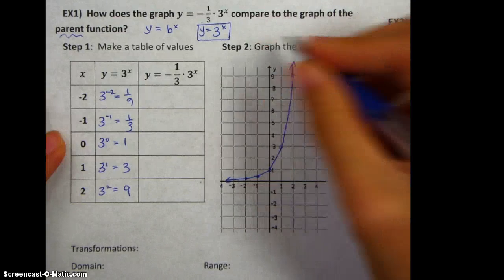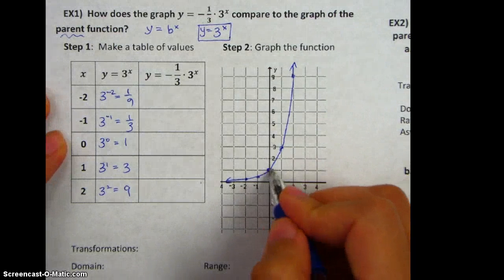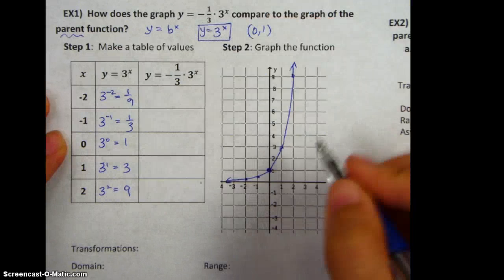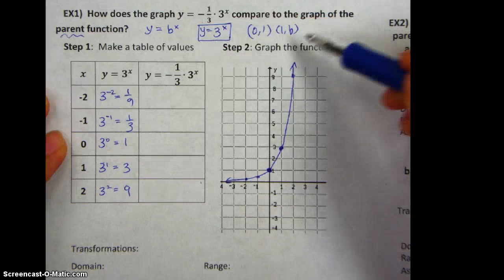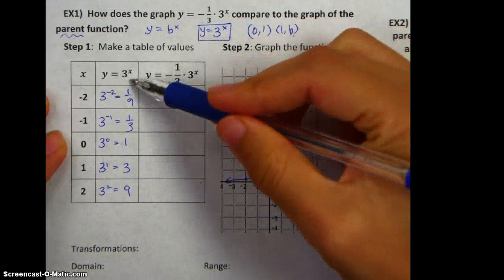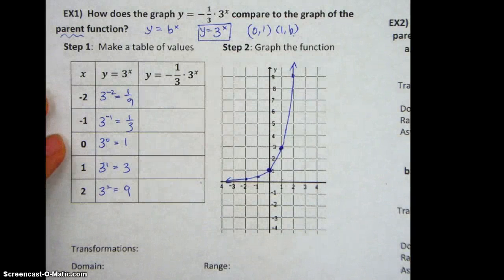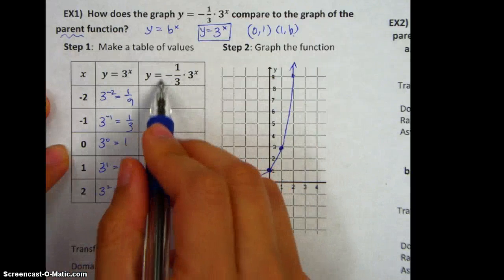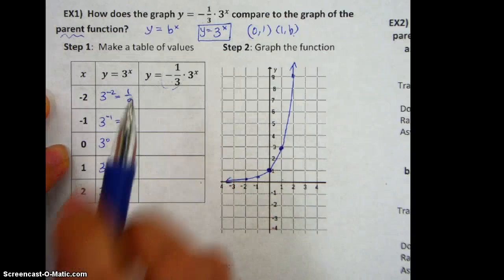So this graph has the characteristics of a parent function, which means it always passes through 0 comma 1. It also passes through 1 comma b, which means our b is 3, so it passes through 1 comma 3. Now we're gonna multiply these numbers by negative 1 over 3 to get the y values of this function.